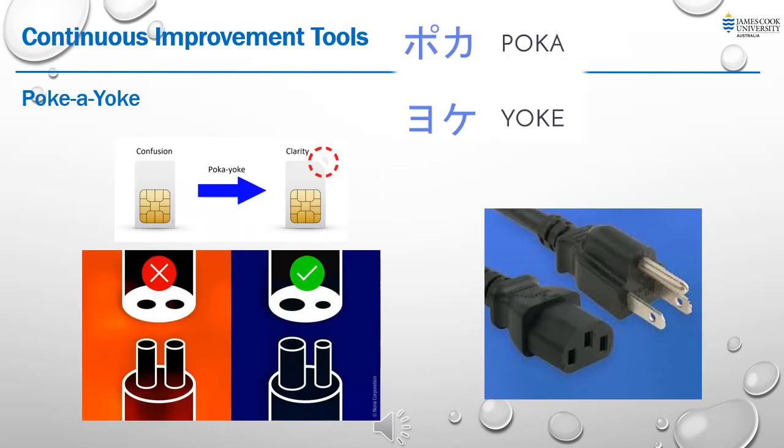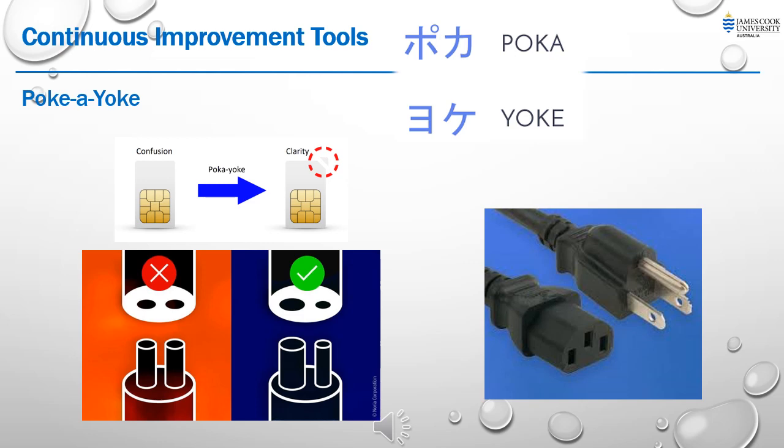Poka-yoke is a Japanese term that means mistake proofing or error proofing. It is a technique used in lean manufacturing to prevent errors from occurring in the production process. Poka-yoke devices are designed to prevent or detect errors before they can cause defects or other problems. So there are three main types of Poka-yoke devices that we have.